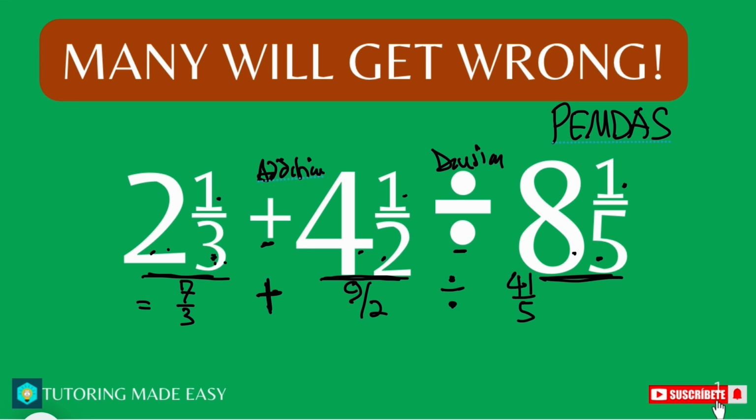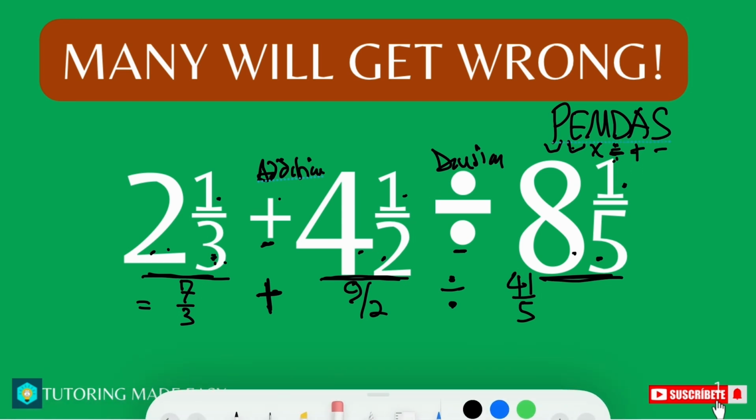In using PEMDAS, PEMDAS simply means parentheses, exponents or powers, multiplication, division, addition, and subtraction. So far, we have an addition and a division, and we can tell that the division usually comes first before the addition. So we're going to do our division first. That's what we're going to be doing first.